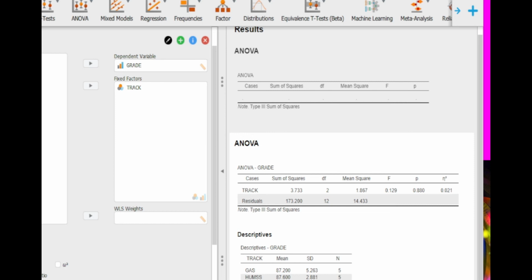So our F here is 0.129, our p-value is 0.880, and the effect size is 0.021. This indicates that there is no significant difference of the senior high school tracks based on their grades. In your manual computation you should have 1.29. I hope you get the correct answer on that.